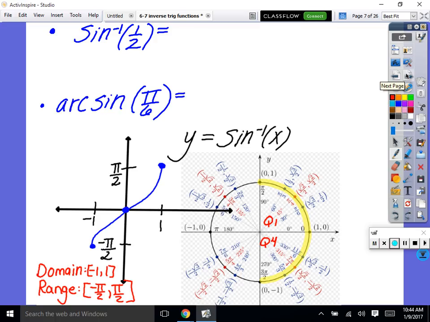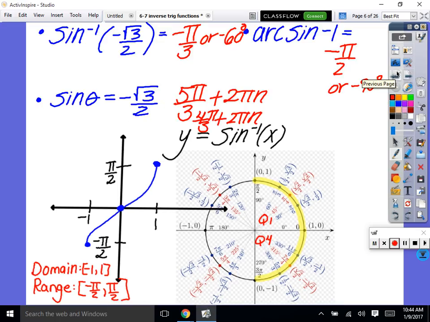But the second one always confuses people. Plus 2 pi n, because it's saying, when is our sine value negative square root of 3 over 2? And that happened here and here, correct? Yep, anytime we hit there. So plus 2 pi, the amount of times we want to add 2 pi. Good.